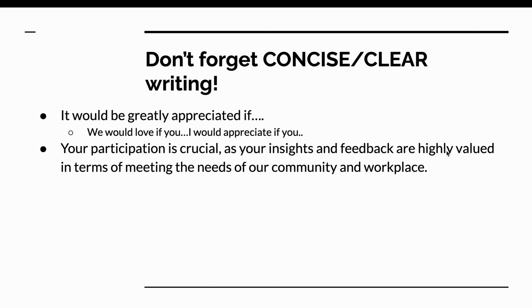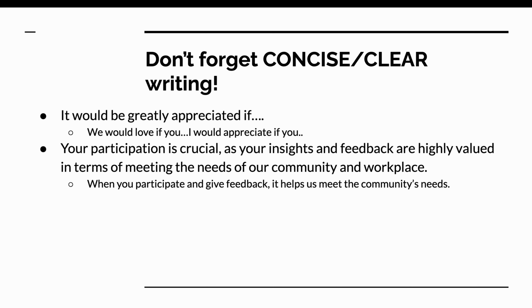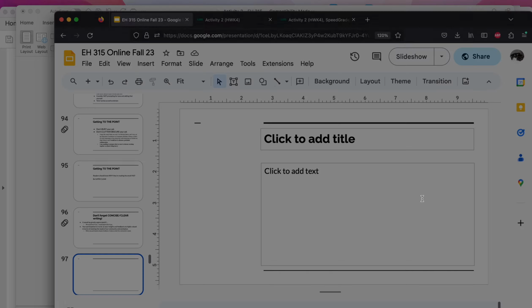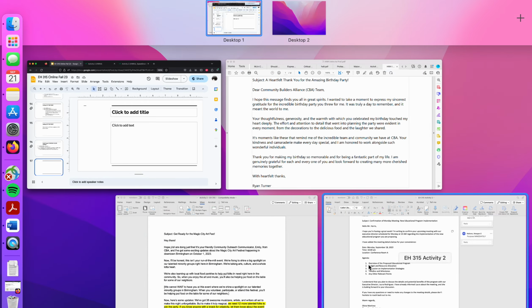So you can make this clearer, more direct, and more active by saying, when you participate, so that's an active verb, and this is a clear actor, and when you give feedback, it helps us meet the community's needs. So these are the kinds of things to keep in mind as you're composing. So I wanted to take a moment to look at some examples.